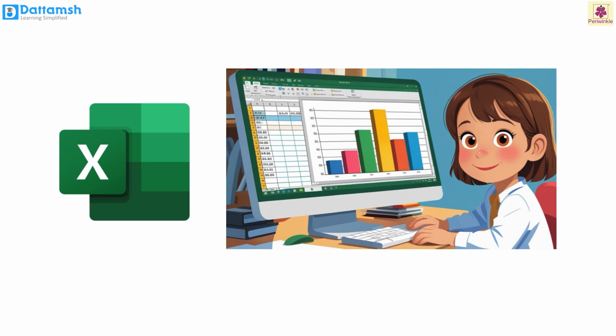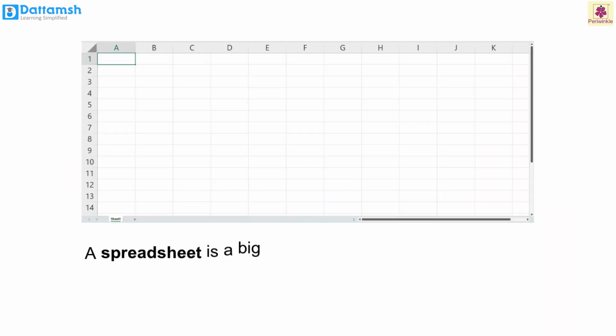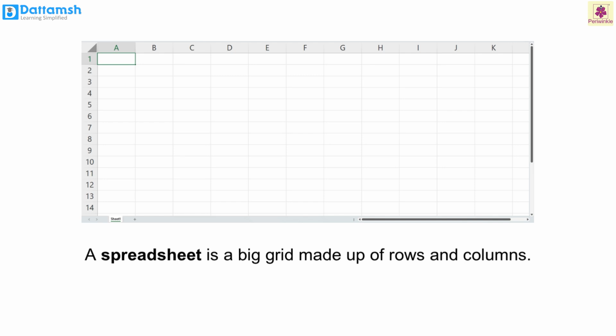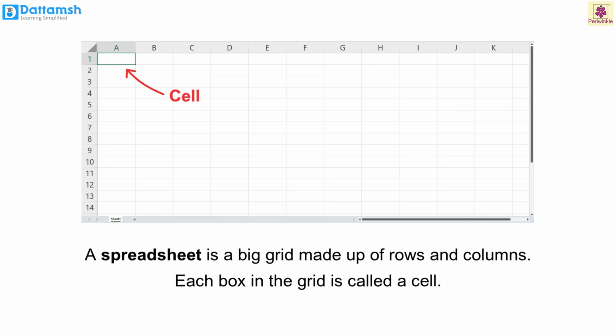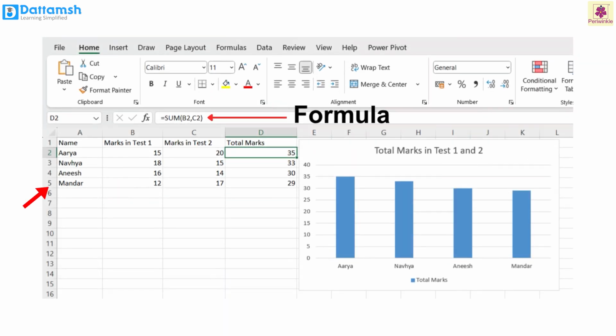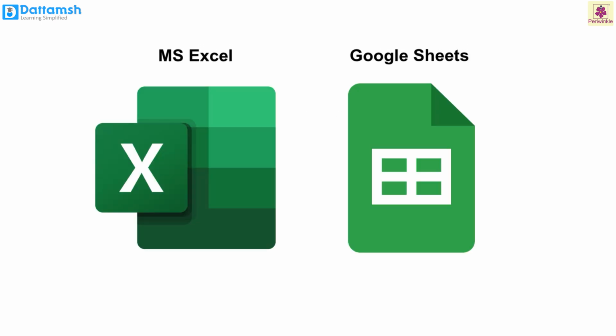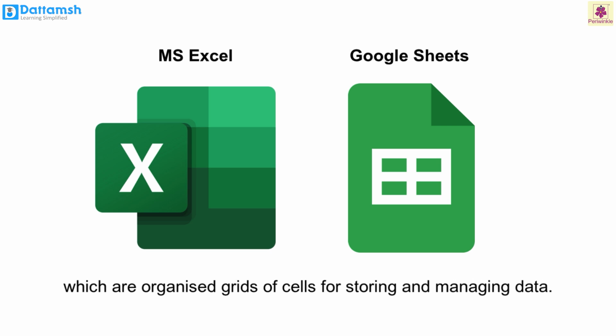We have studied the basics of MS Excel earlier. Let us move forward and explore many more advanced features and functions. A spreadsheet is a big grid made up of rows and columns. Each box in the grid is called a cell. You can put numbers, words, or formulas in these cells, which can be searched, sorted, calculated, and used in a variety of charts and graphs. MS Excel and Google Sheets are two tools for working with spreadsheets, which are organized grids of cells for storing and managing data.